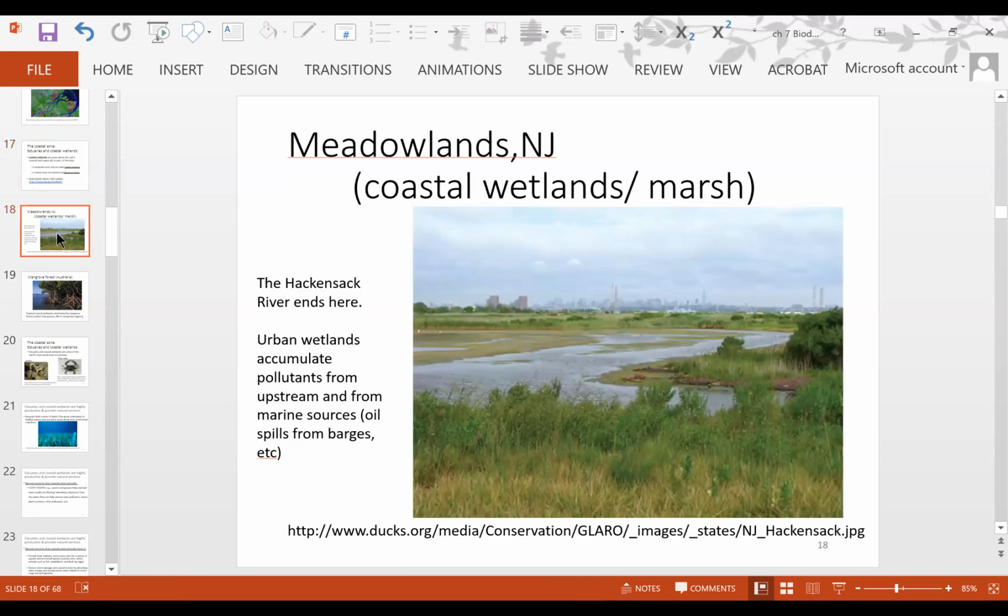And here is a photo of the Meadowlands in New Jersey. This is a coastal wetland marsh habitat. And the Hackensack River ends here. And this is going to be considered an urban wetland. So it's accumulating pollution from upstream. And then you also have some marine sources of pollution. For example, if there was an oil spill coming from a barge, that might accumulate in this marsh as well.